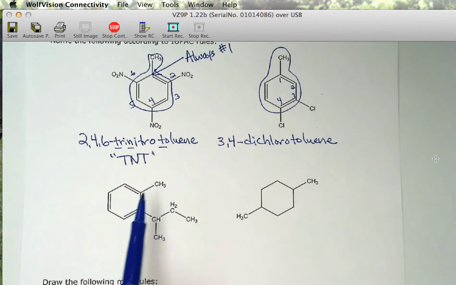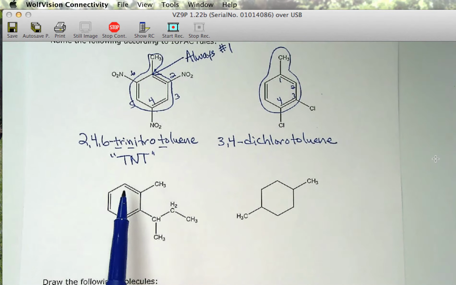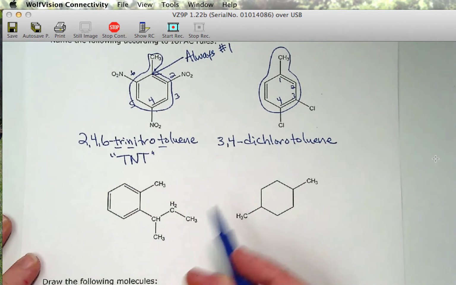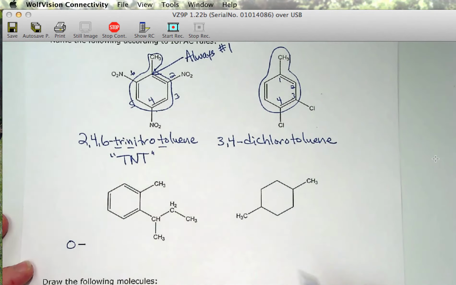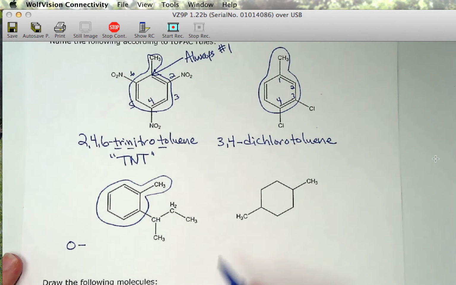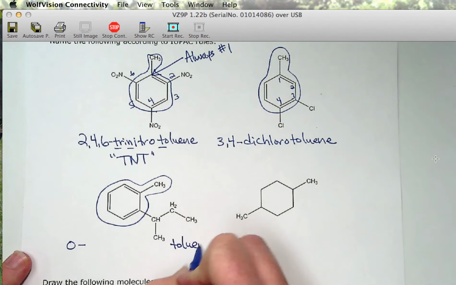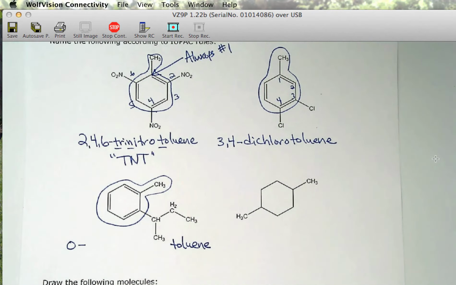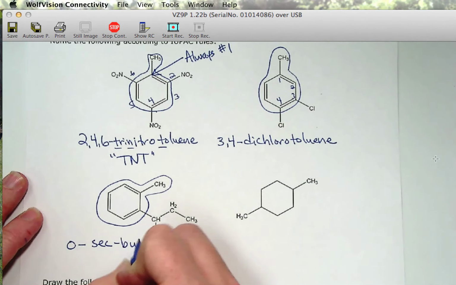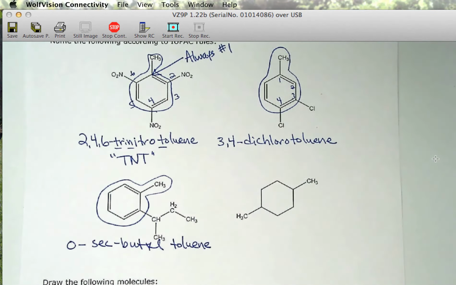Now in this example, I do have 2 substituents. How are they related to each other? Kind of, but are they ortho, meta, or para? Ortho. So they're ortho. So you could say O. Now what's the parent on this one? Toluene. What's coming off? Sec-butyl. Very good. O-sec-butyltoluene.